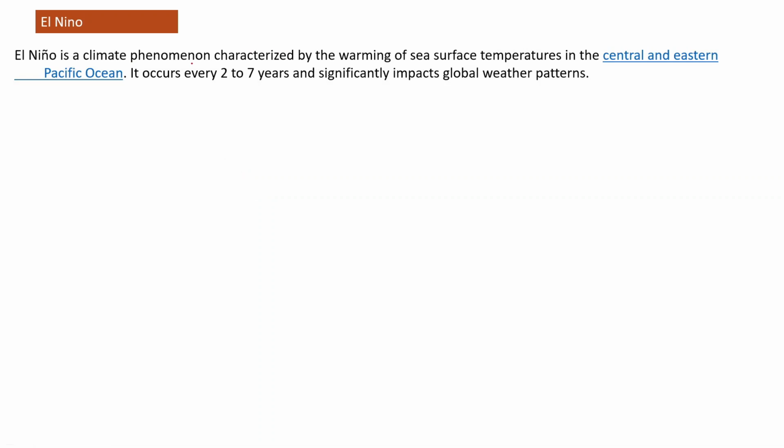So first, we are going to understand El Nino. It is a climatic phenomenon. How can we understand this El Nino? It is the warming of sea surface temperature. Sea surface temperature is increasing. It is getting warmer. Where does this warmer condition happen? It happens in the central and eastern Pacific Ocean.